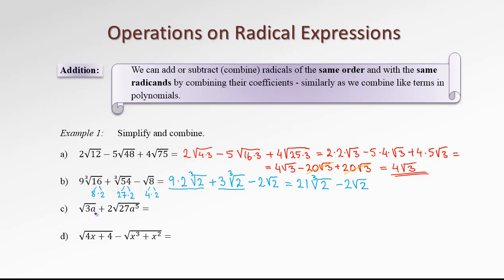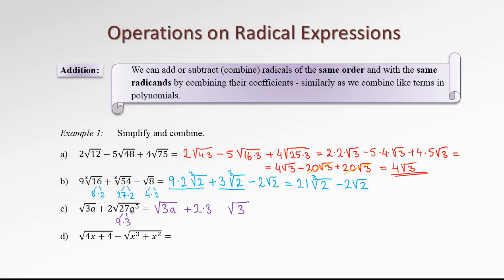In the next example, the first root is already in a simplified form, so we can just copy it. And in the second one, we have square root of 27. 27 can be split into a perfect square number 9 and 3. So square root of 9 is 3. The other 3 will be written under the root.